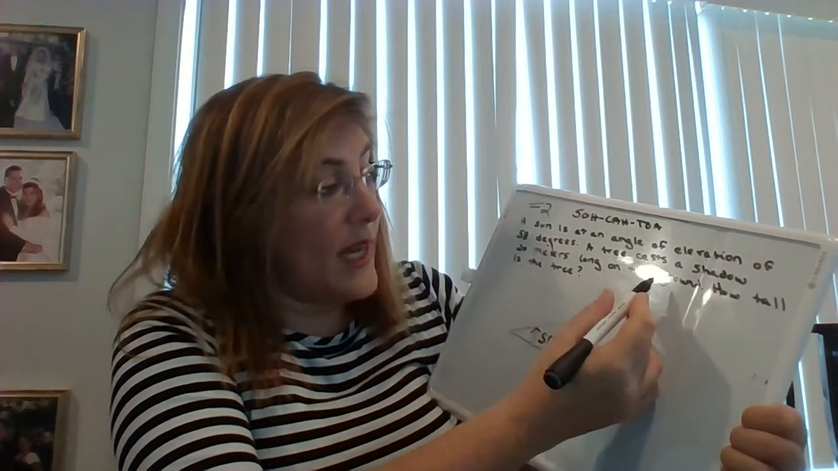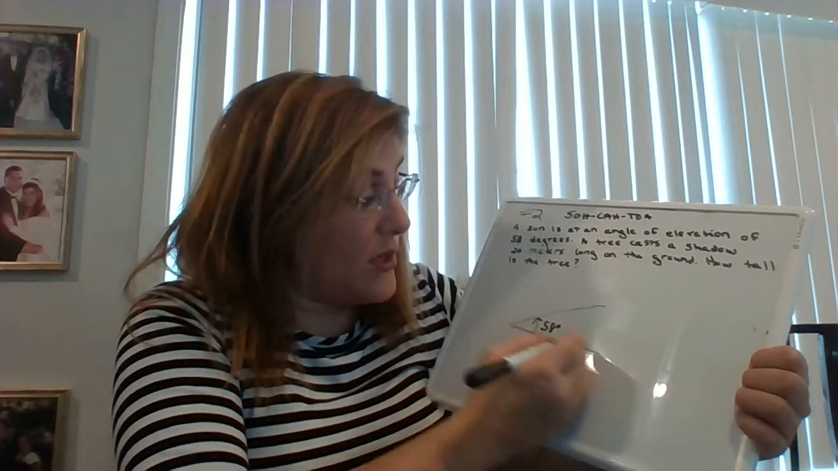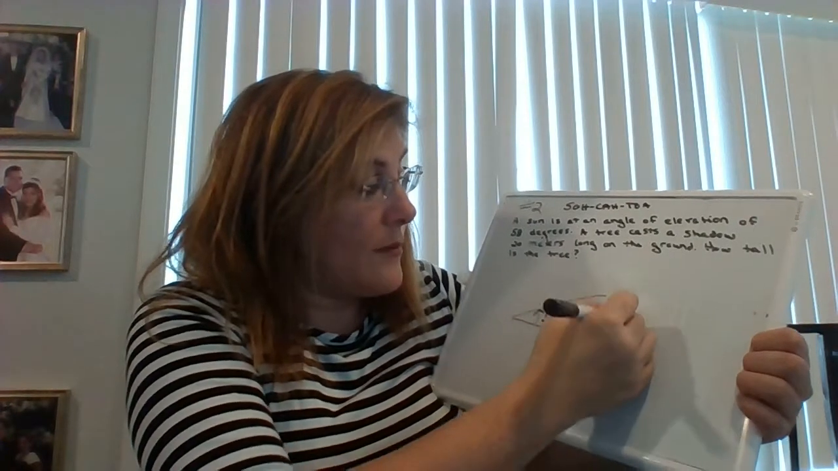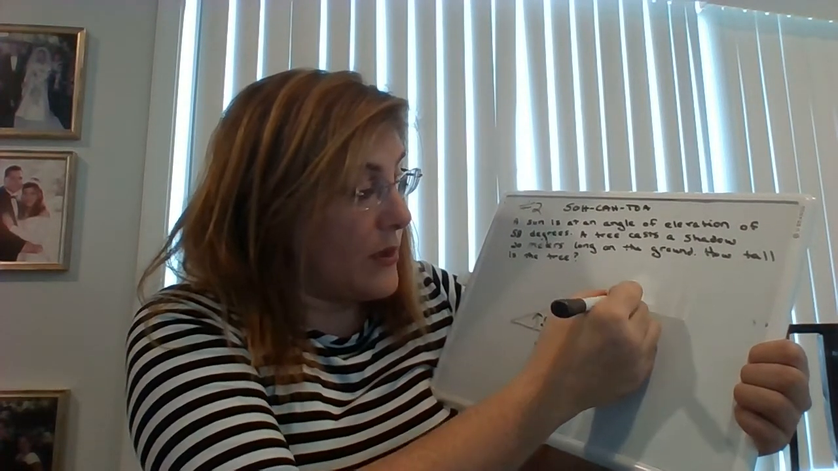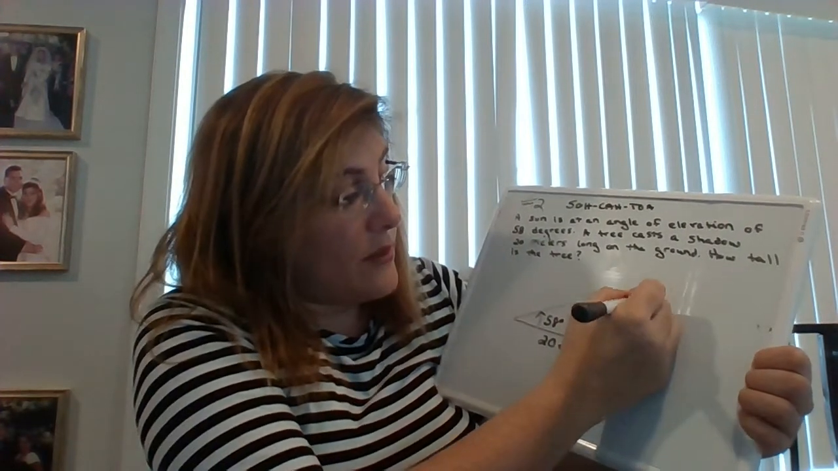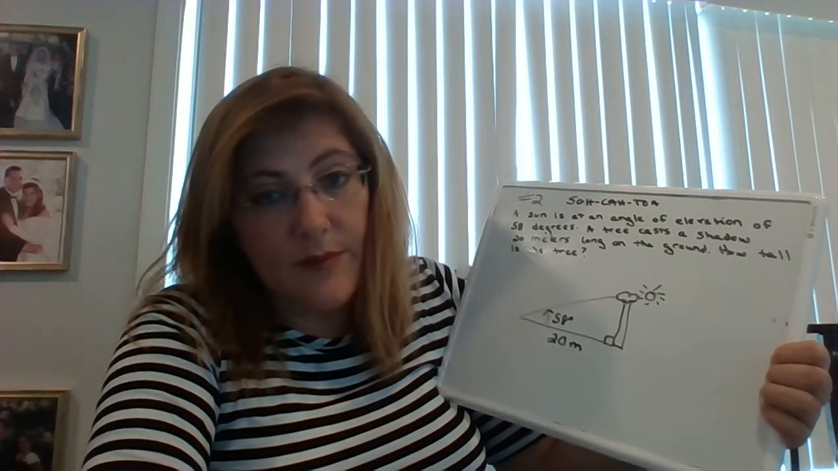Now it says a tree casts a shadow 20 meters long. Well, shadows cast on the ground. Shadow is always on the horizontal. So here's the shadow 20 meters long, and here's our tree. Now the sun is actually going to be right here at an angle of 58 degrees.